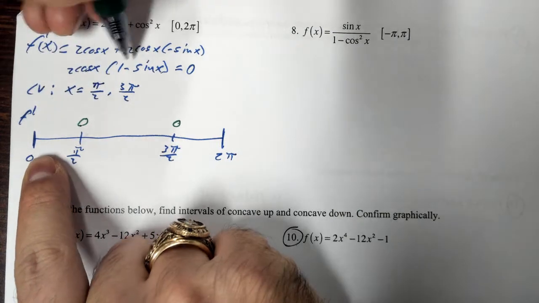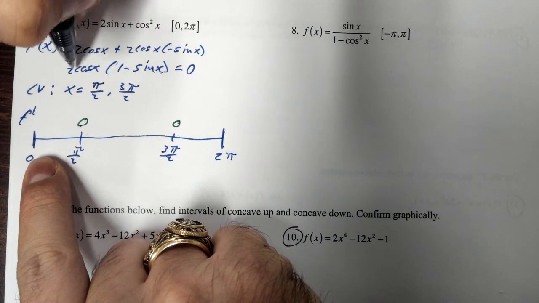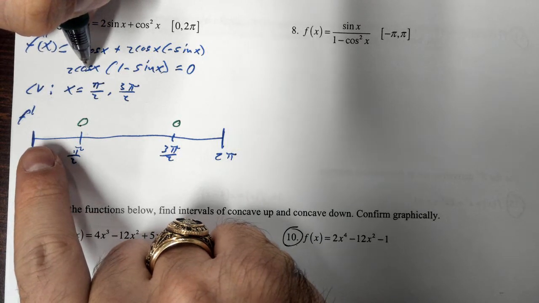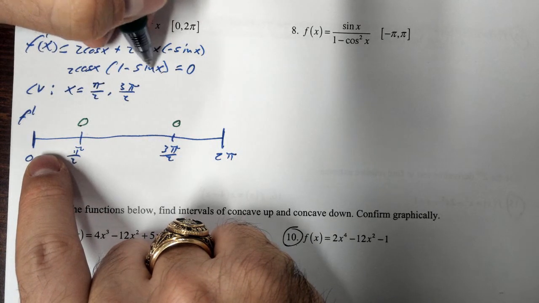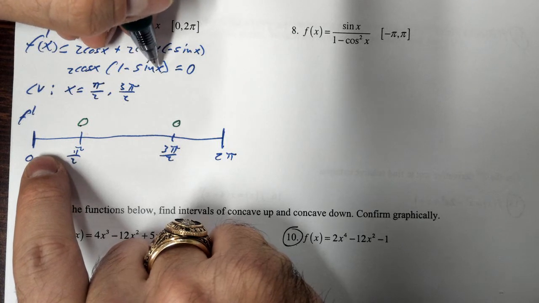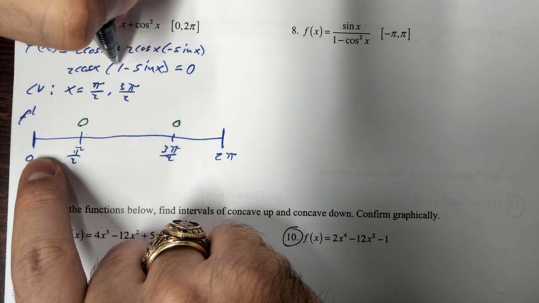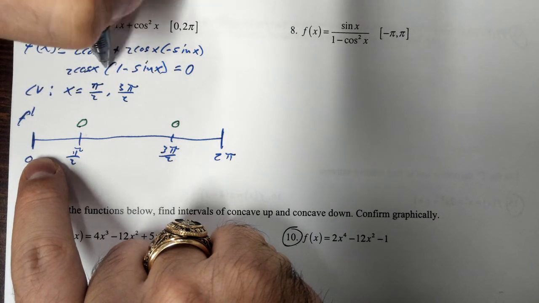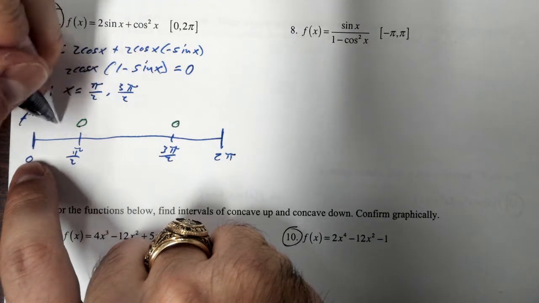Let's just look at this. If we were to plug in pi over 4, cosine of pi over 4 is positive. Sine of pi over 4 is positive, and it's less than 1. So 1 minus that, positive. So it's still going to be positive. Positive times positive, positive.